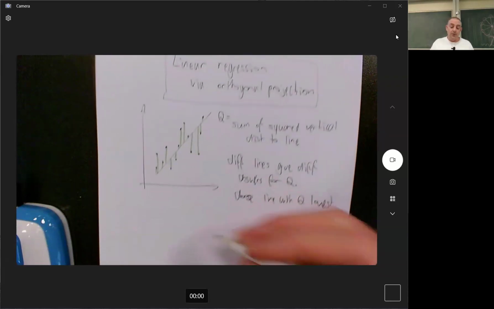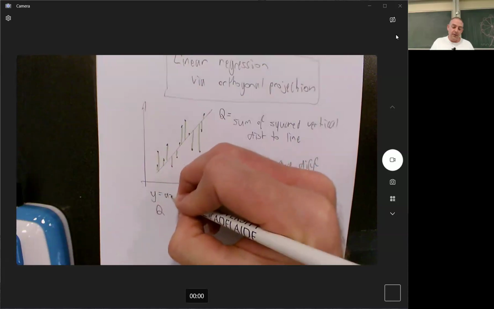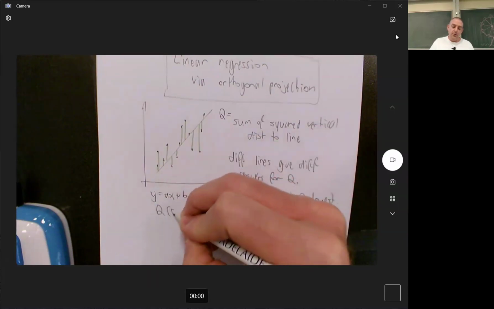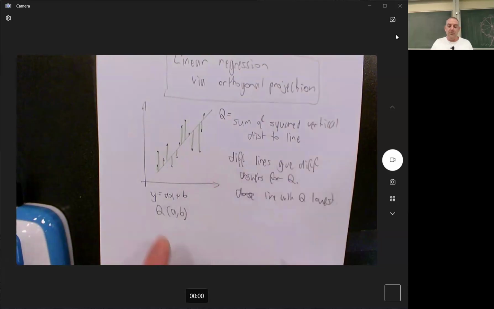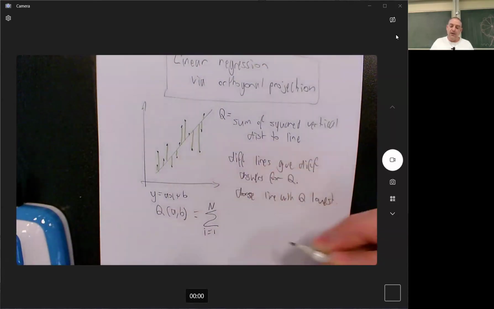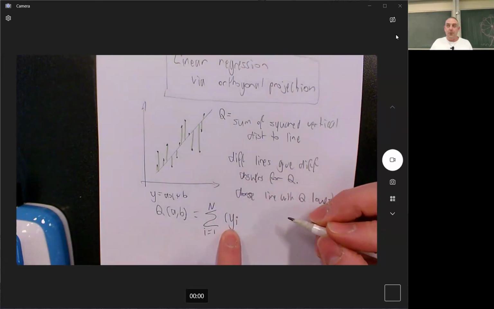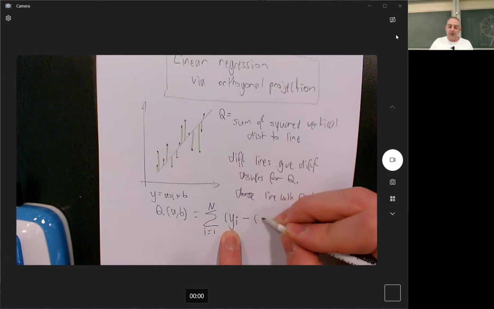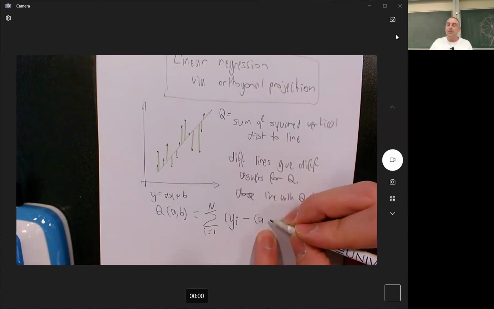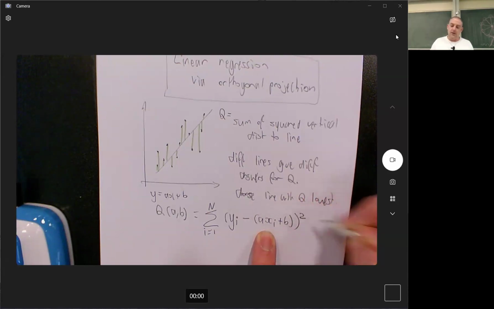And in the notes, they'll say that, given the line like y equals ax plus b, Q, which is a function of which line you picked, so you've got the a and the b, is the sum from i equals 1 to however much data there is of the y value from point number i minus (a times the x value from point number i plus b), squared.